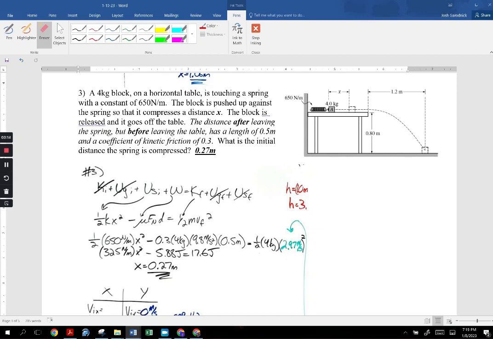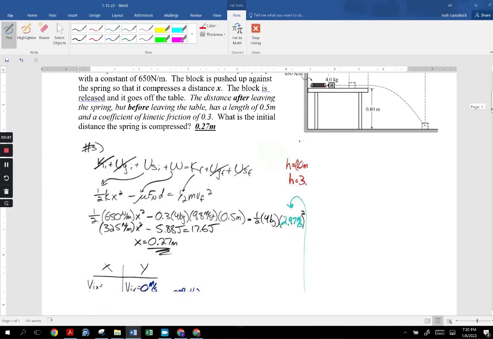All right, so this one, clearly this was not done by me. That picture is directly from an AP FRQ. And you are asked for the initial compression of the spring. So this is a spring launching, so work and energy into projectile motion. If you're asked for what's going on in the spring here, odds are you don't want to start there. You want to start with the projectile part and work backwards.